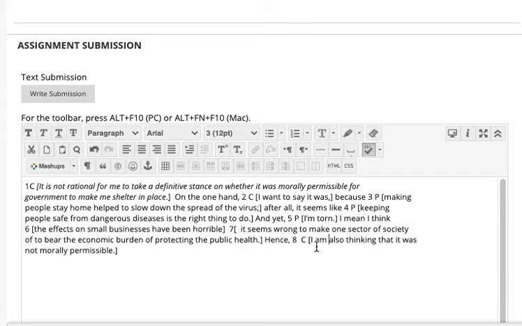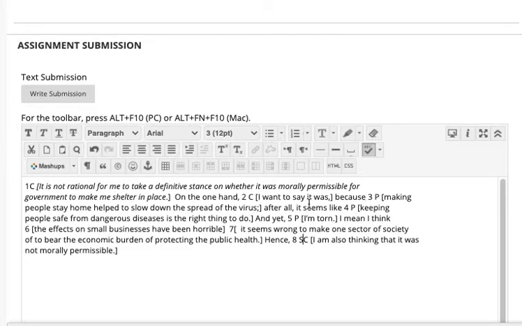Oh, yeah. So what they're now doing, we see here, is that they're giving the other side of the debate. They've got statement 6, which is bringing in small businesses and the effects of sheltering in place. And then they're making a moral statement, right, about economic burden upon a certain sector of society. And it seems like they're using 6 and 7 then, because they say hence, right? They're using 6 and 7 in support of 8.